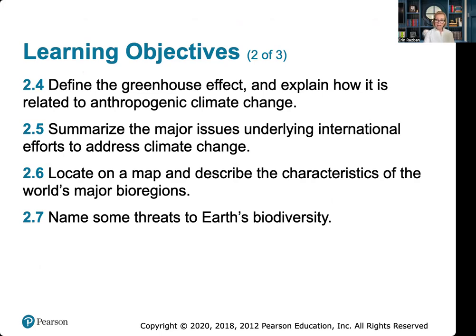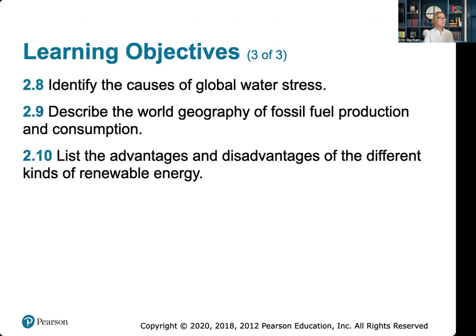We'll summarize the major issues underlining international efforts to address climate change, and we'll locate and describe the characteristics of the world's bioregions. We'll name some of the threats to Earth's biodiversity, and we will identify the causes of global water stress. We will describe the world's geography of fossil fuel production and consumption. And finally, we're going to list the advantages and disadvantages of different kinds of renewable energy.